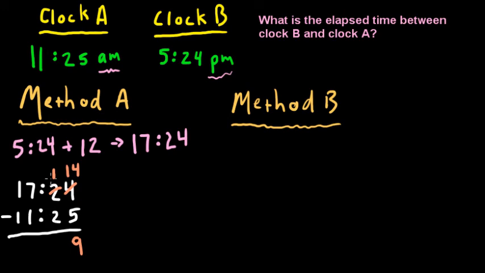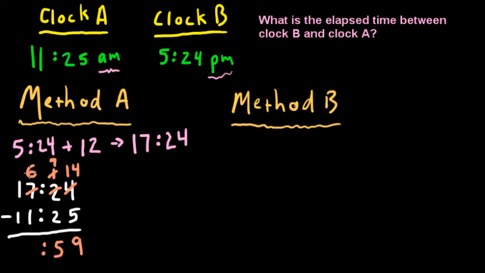I can't take the 2 away from the 1, so I'm going to borrow from the hour. So 1 hour is borrowed, that becomes 6, and 1 hour is equivalent to 6 10-minute segments. So I'm going to add that 6 to that 1, which gives me 7. Okay, hope that makes sense. So I've got 7 10-minute segments. I'm going to take away 2 10-minute segments, and I'm left with 5.